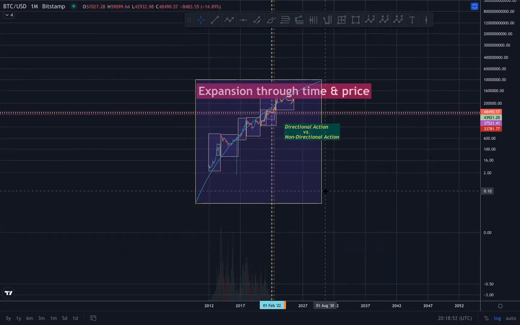And sideways action is going to, as you'll see, still take up part of the perfect square, but it will be neutral. And so it'll either start at the top left or the bottom left, depending on whether the price was trending down and now it's going neutral, or was trending up and now it's going neutral. Okay.